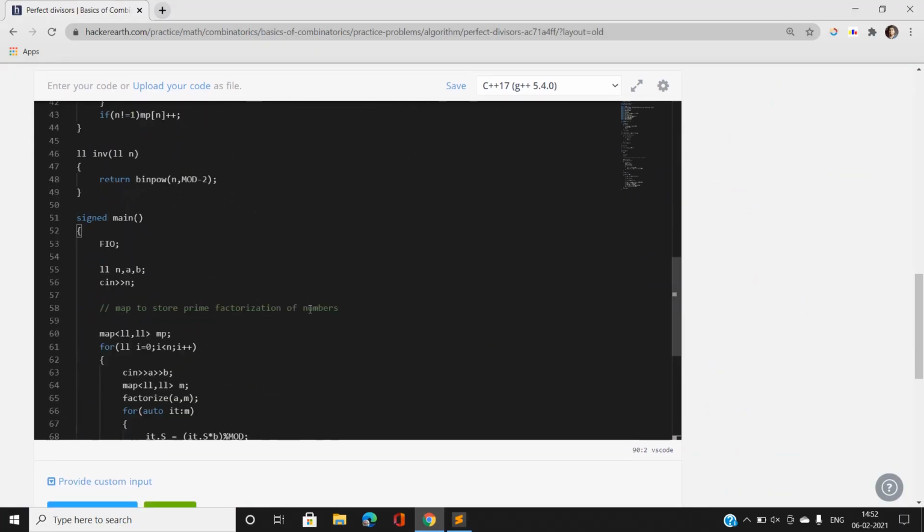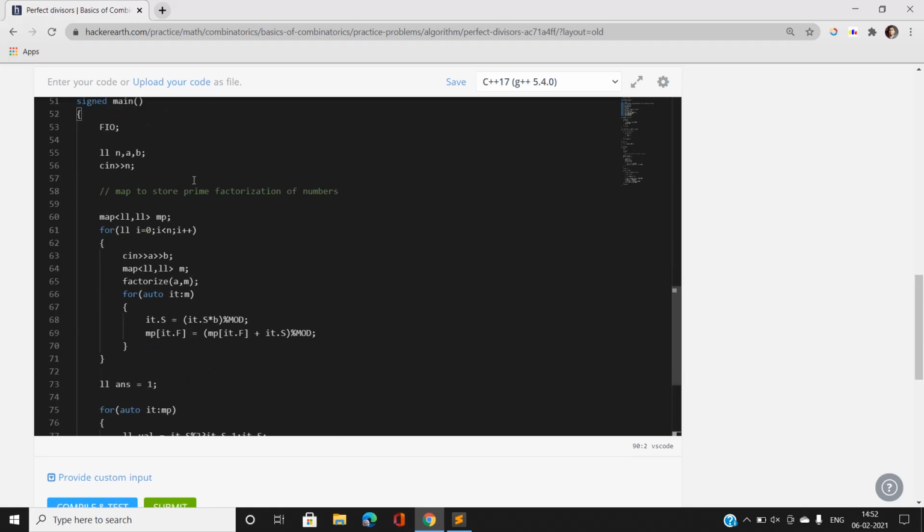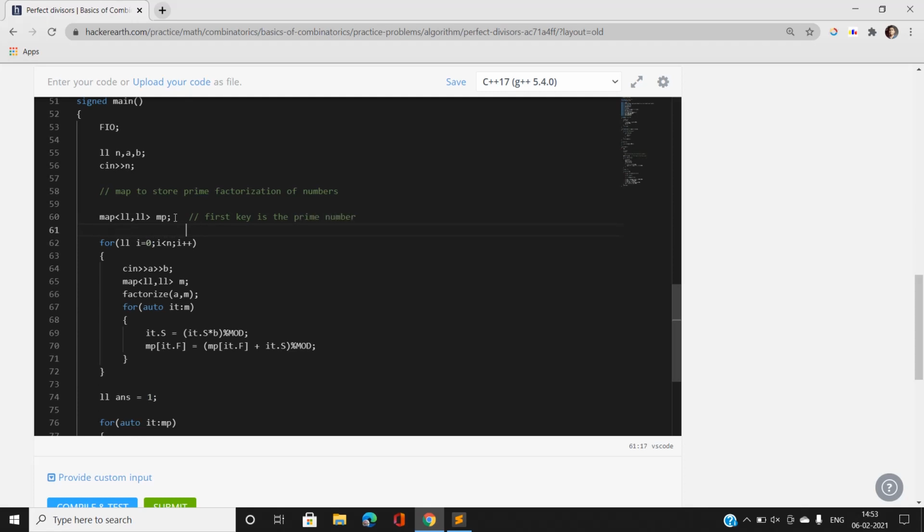So what I'm going to do is I'm going to maintain a map whose first key, let me write, first key is the prime number, and what would be our second key? Second key stores the frequencies, okay, so you need not worry about it.